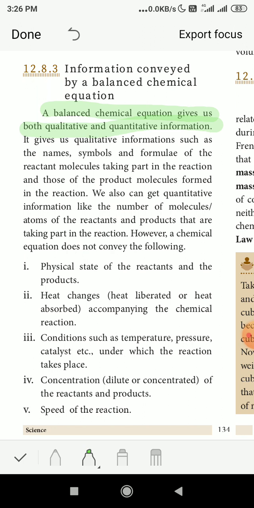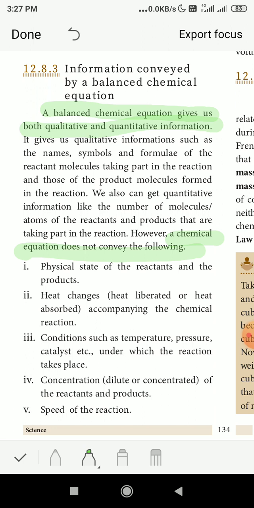In other words, some things will not be conveyed in a chemical equation. What are they? The physical state of the reactants and the products, whether solid or liquid, will not be mentioned. Heat changes, liberated or absorbed, accompanying the chemical reaction will not be conveyed. Conditions such as temperature, pressure, catalyst, etc., under which the reaction takes place will also not be conveyed.